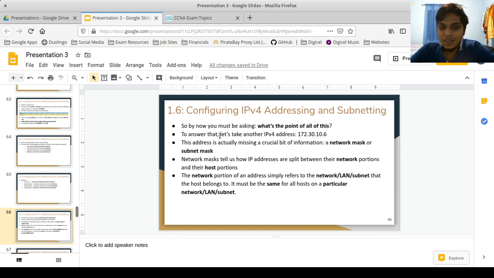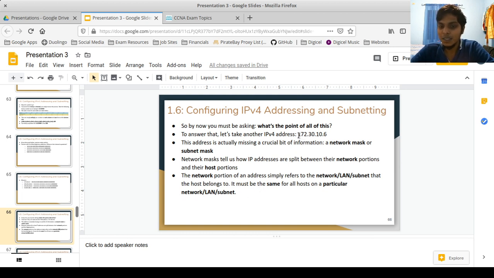So to answer that, let's take another IPv4 address, 172.30.10.6. So this IPv4 address is actually missing a crucial bit of information: a network mask or a subnet mask. So network masks tell us how IP addresses are split between their network portions and their host portions. The network portion of an address simply refers to the network or LAN or subnet that the host belongs to. It must be the same for all hosts on a particular network or LAN or subnet.